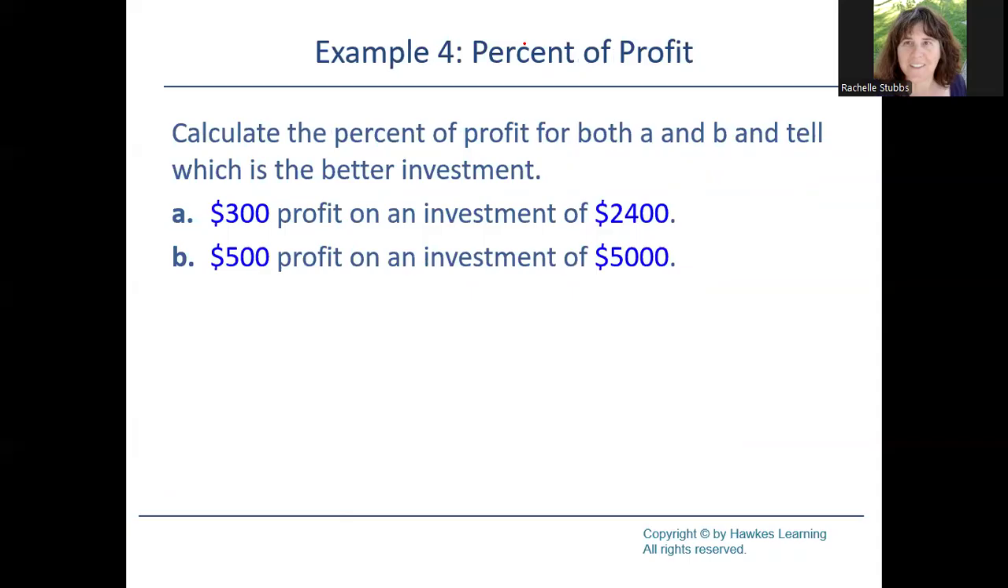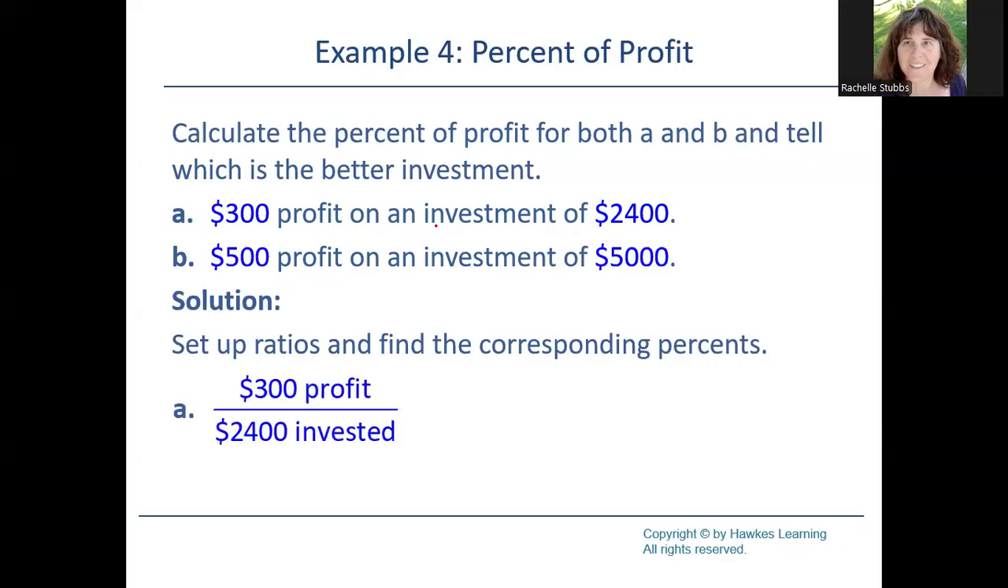Okay. Now we're going to calculate the percent of profit for both A and B and tell which is the better investment. There's a $300 profit on an investment of $2,400 and a $500 profit on an investment of $5,000. We're going to see which had the best interest rate. So we're going to set up these ratios. $300 profit for $2,400 invested. If we reduce that down, that's 1/8 or the decimal 0.125 or the percent 12.5.